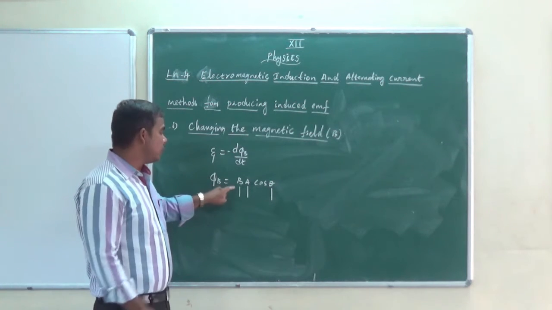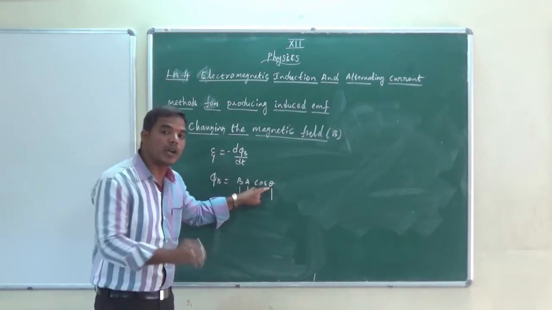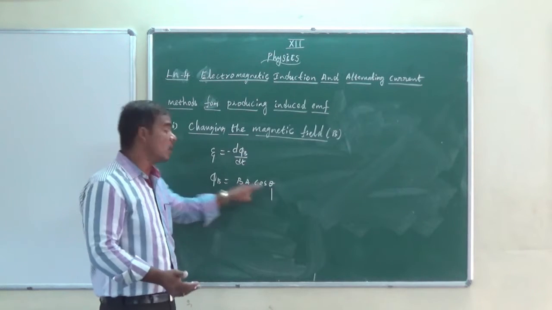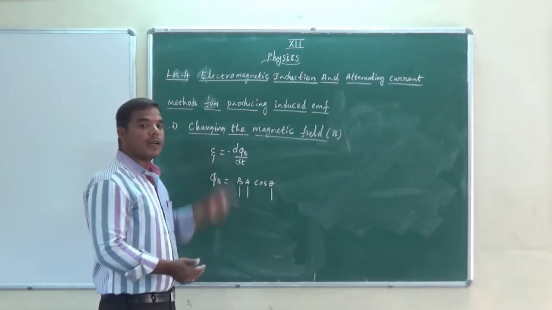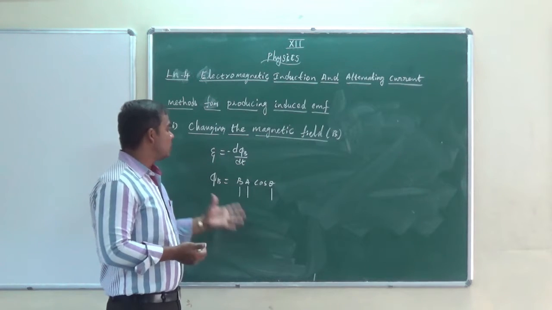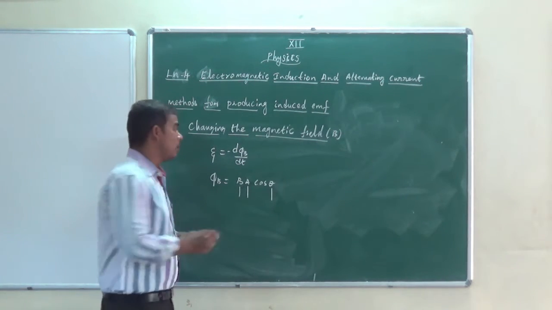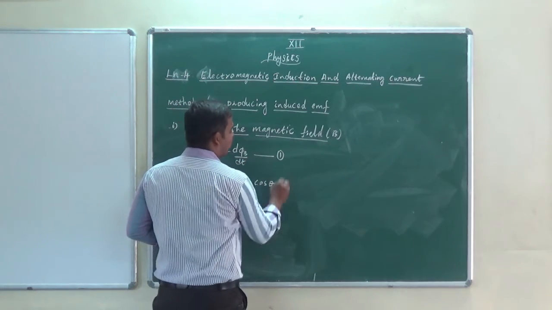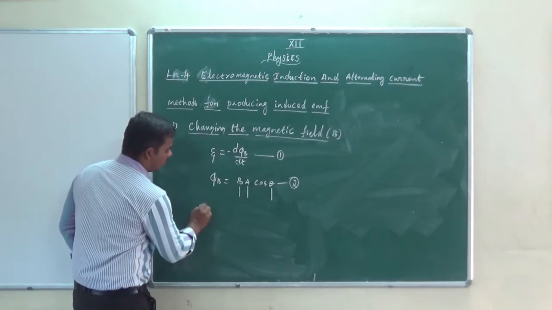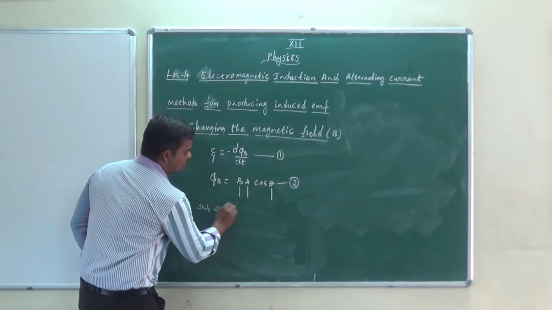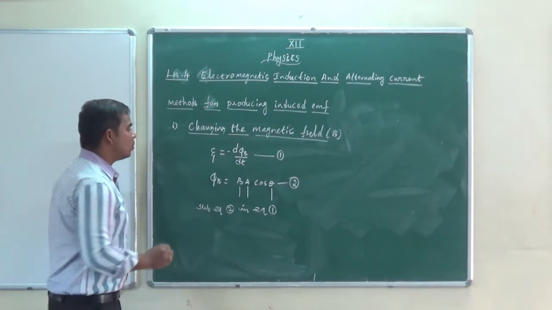We can change the magnetic induction, we can change the area of the coil, and we can change the orientation of the coil. What do we have to produce? Induced EMF. So we can use this equation to show how changing the magnetic field produces induced EMF. Consider this as equation number 1 and equation number 2. Substitute equation 2 in equation 1.